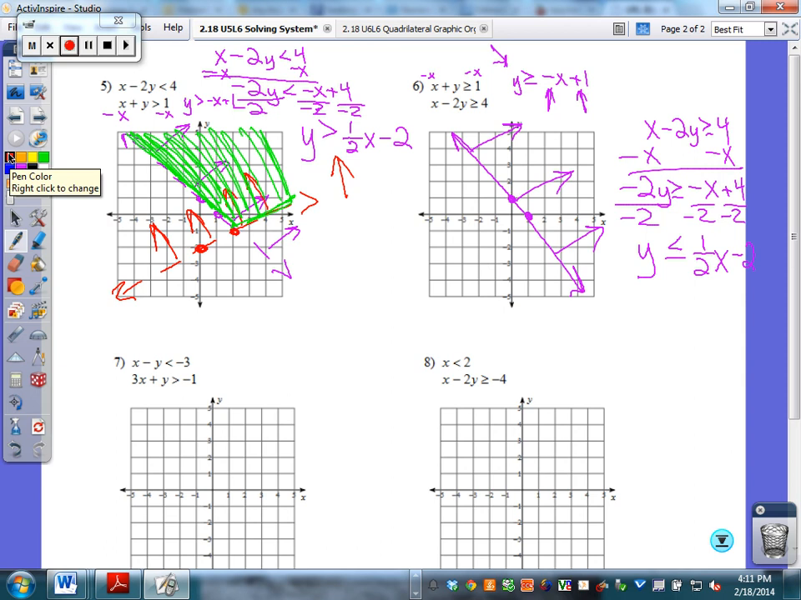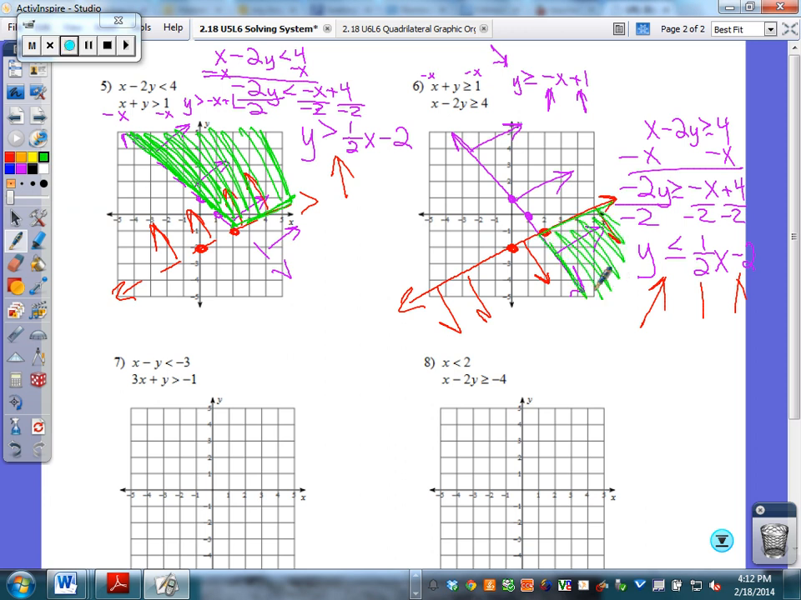The next one, we have a y-intercept of negative 2. I have a slope of 1 over 2, so I'm up 1 over 2. This is not strict as well, so we have a solid line. And this is less than. So we can start to see again where that solution set is. This is the upper bound of it right here. This is the lower bound. It's everything in the middle.